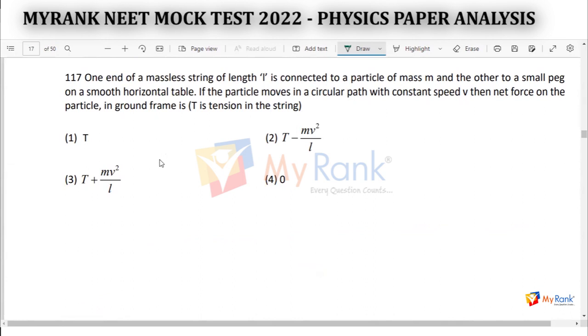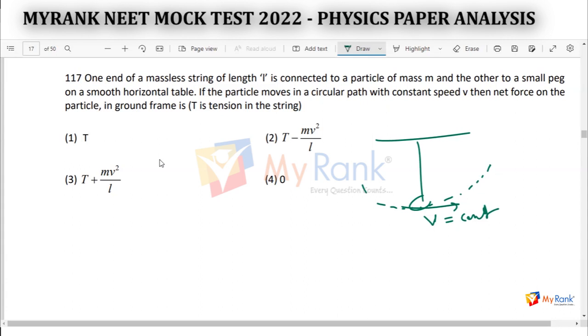One end of a massless string of length L is connected to a particle of mass M and the other to a small peg on a smooth horizontal table. If the particle moves in a circular path with constant speed V, the net force on the particle in the ground frame is. Students, a massless string is to be assumed here, like this particle is connected. On a smooth horizontal table, you have to imagine this. So on the smooth horizontal table, it is moving in a circular path with a constant speed. V is constant.